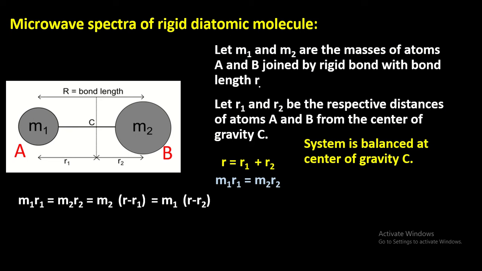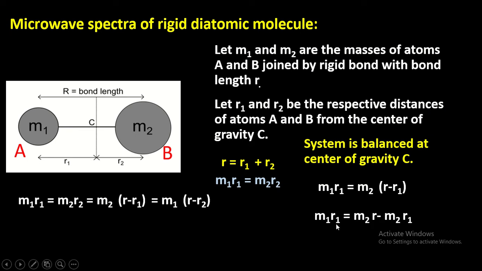Putting the value of R2, that is R minus R1, this equation becomes M1 R1 equals M2 into bracket R minus R1. Multiplying the bracket by M2, M1 R1 equals M2 R minus M2 R1. M2 R1 comes to the left-hand side, where it becomes plus. Therefore, M1 R1 plus M2 R1 equals M2 R.